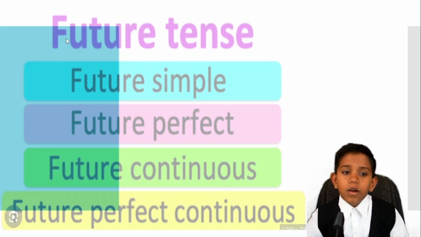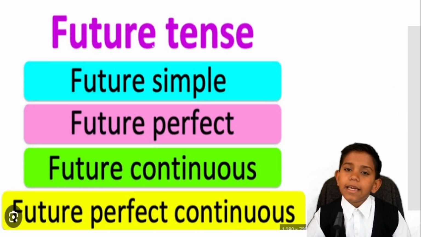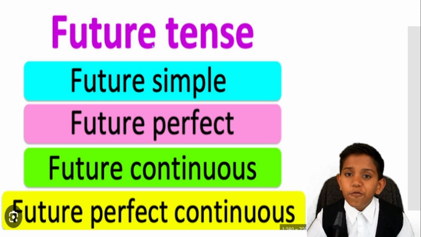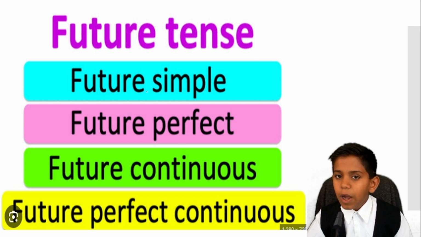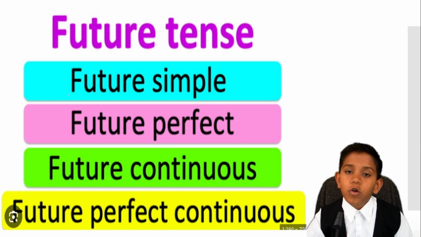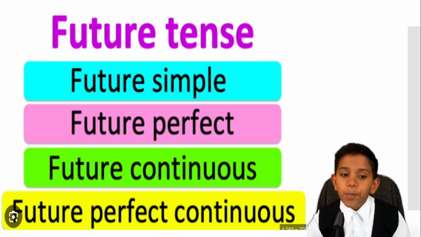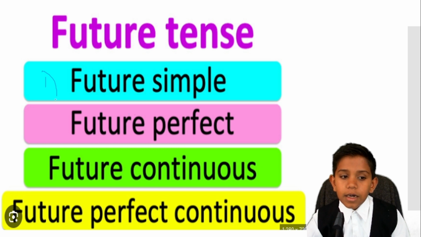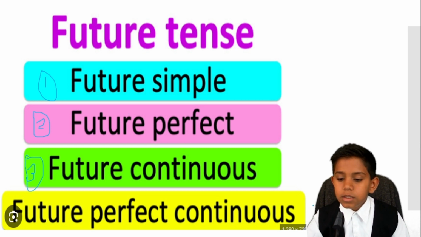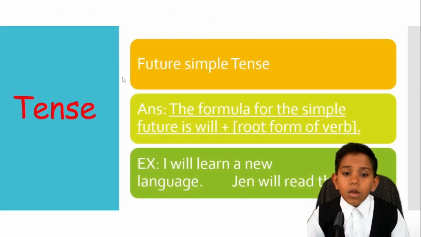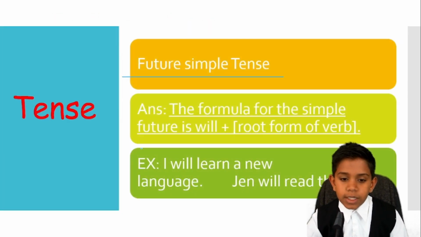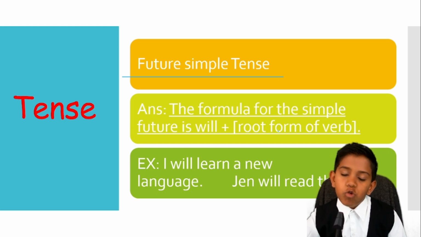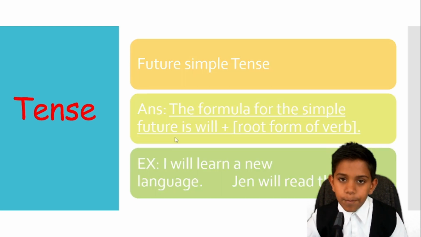Next are the four subtenses of the future tense. If you have seen our last videos on the tenses, there are four subtenses of each tense: present tense, past tense, and future tense. So there are also four subtenses of the future tense. First is the simple future tense, second is the perfect future tense, third is the continuous future tense, and fourth is the perfect continuous future tense. The formula for the simple future is will plus the root form of the verb. I told you that. Examples are the same.